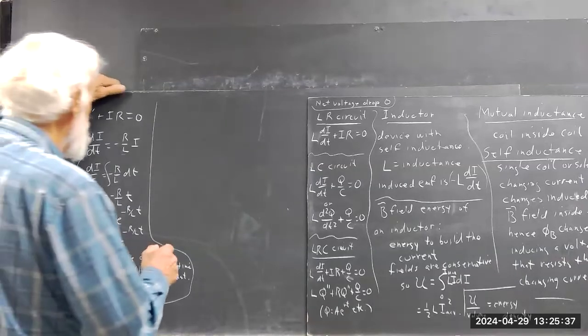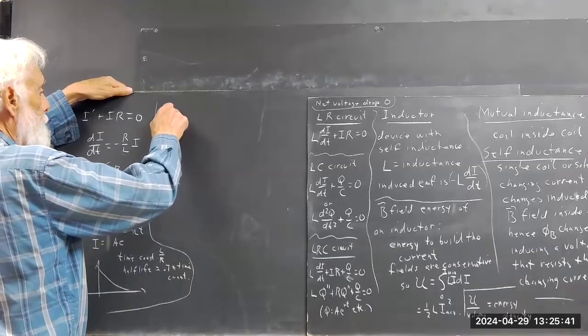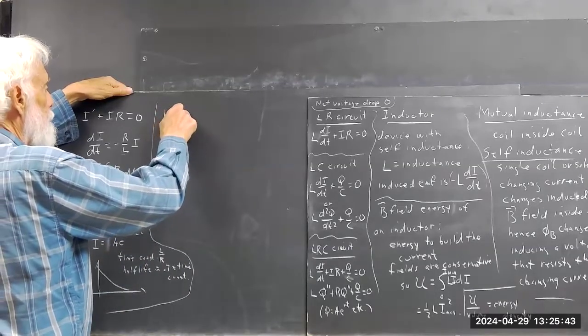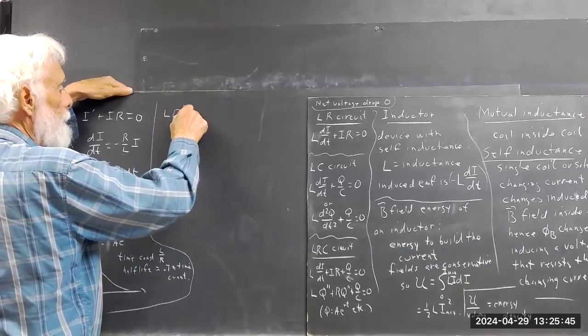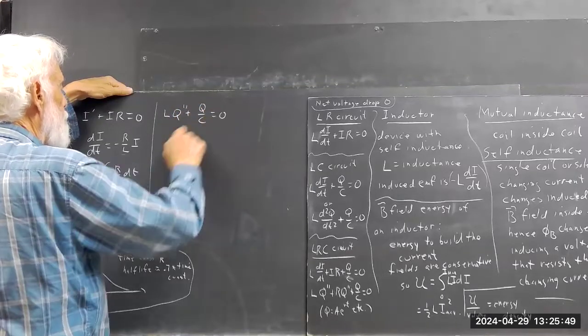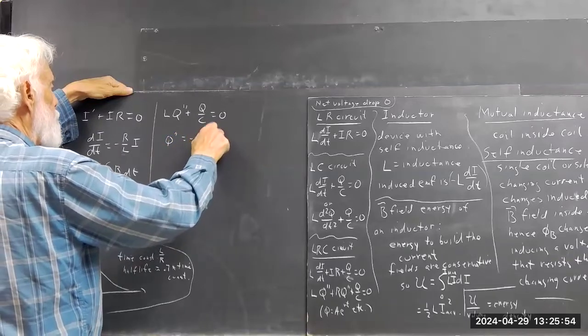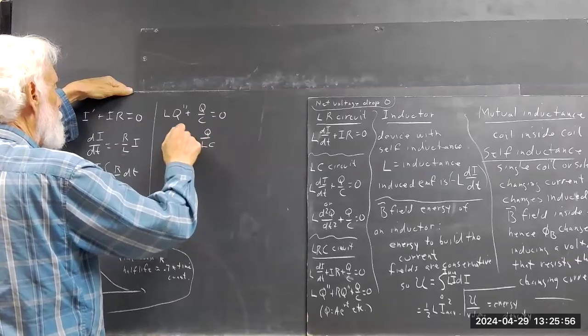Okay, the LC circuit is a little more interesting. Now we can write that as L Q double prime plus Q over C equals 0. So we have Q double prime equals negative Q over LC.